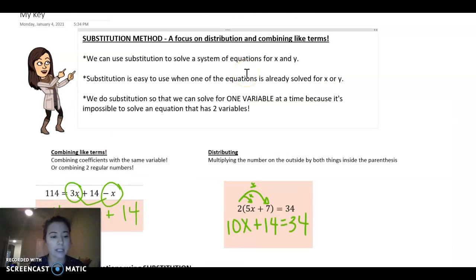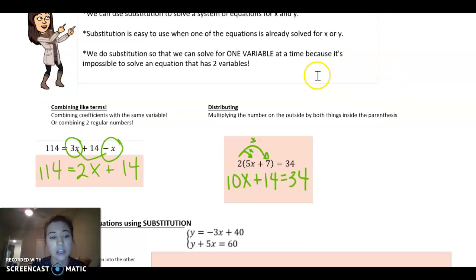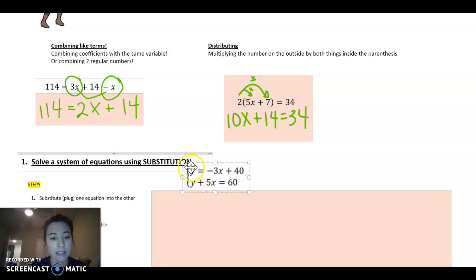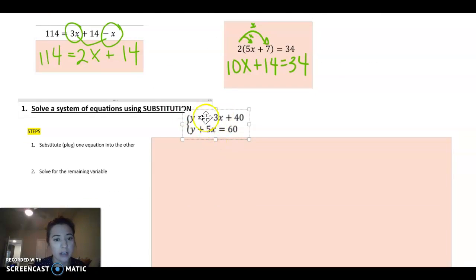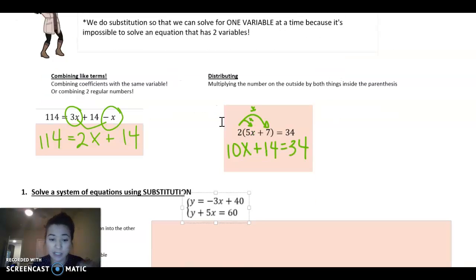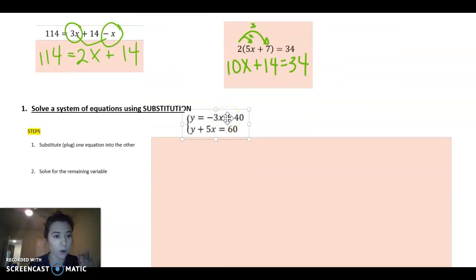So a few things before we get started. A reminder that we use substitution to solve a system of equations for x and y. Substitution is easy to use when we have x or y already by itself for one of our equations. And we use this so that way we can solve for one variable at a time. We first solve for x, and then we solve for y. And we do this because it's impossible to solve an equation that has two variables. We can only solve it if there is one. So we substitute so we can focus on one at a time.